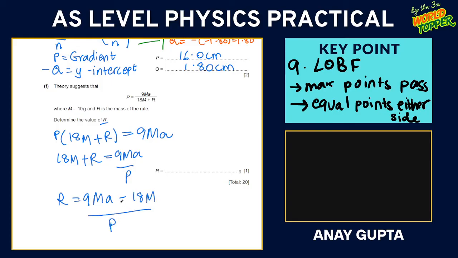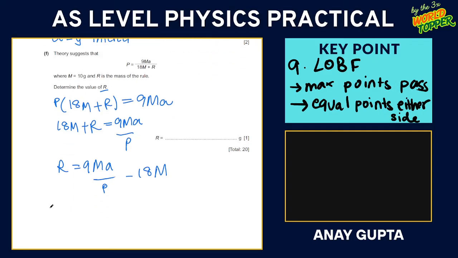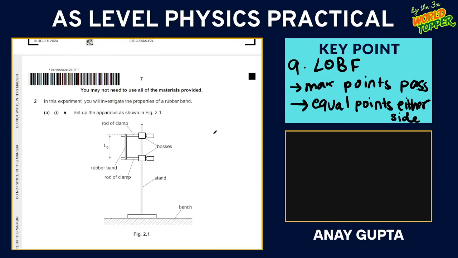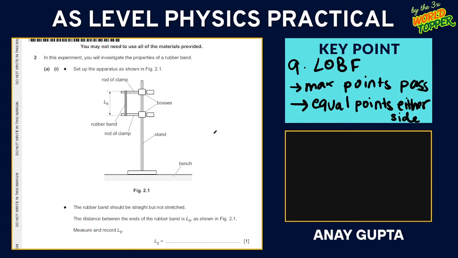So r is 9ma upon p minus 18m. Now if we just substitute the values, we are given that m equals 10, a equals 48.1, which we found out at the start of the paper, and p is 16.0. If we put this into our calculator, we will get r equals 90.6 grams to 3 significant figures. That is our 20 marks at the start of the question.